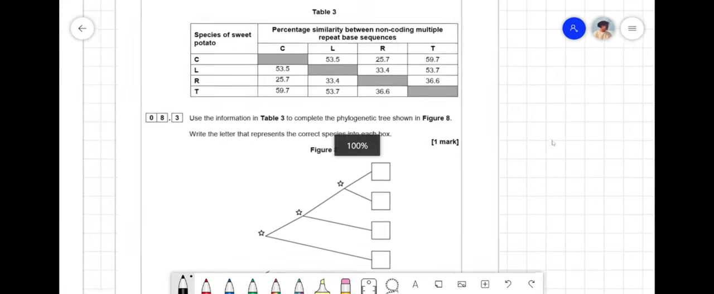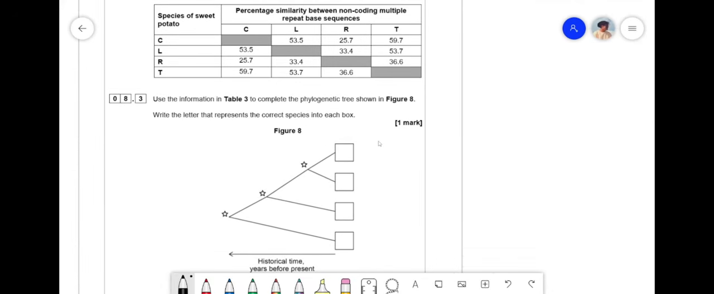So you need to put a phylogenetic tree in place, basically. Because these have the most recent common ancestor, these two have to be the most related. So we need to find the two that are the most related. If you look at the highest numbers in the table, it's between C and T, or T and C. So I'm going to write C and T here. The other two are going to be L and R. So we need to figure out which one comes next. Is it R or is it L?